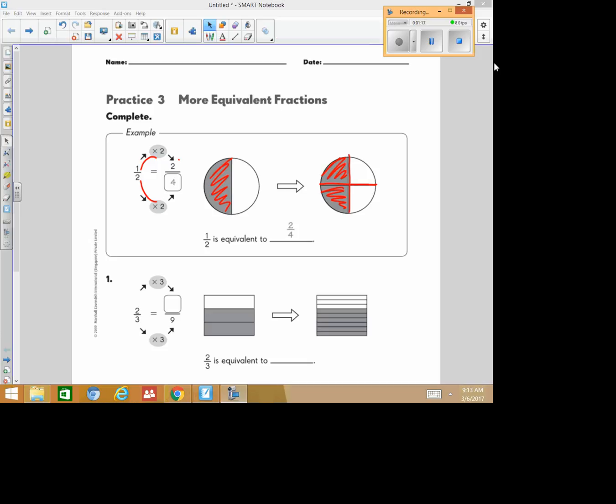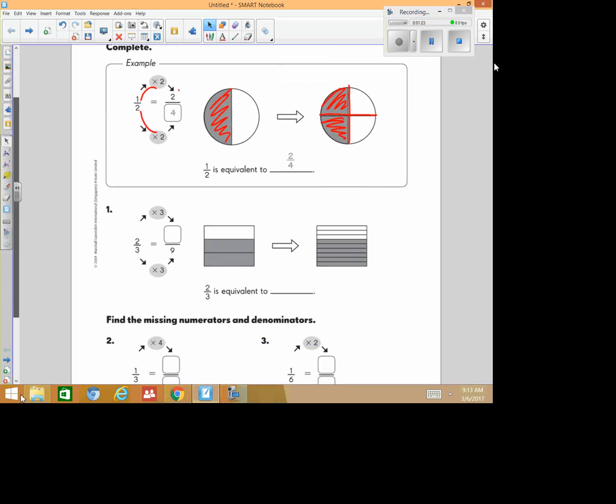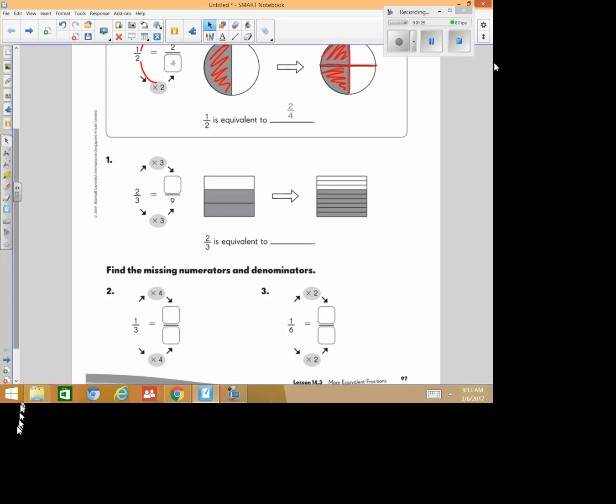Okay. So let's look at number 1. It wants us to take 3 and times it by 3. What is 3 times 3, guys? It equals 6. No, it does not. Raise your hand when you know what 3 times 3 is. Stop calling out answers. Alex, what is 3 times 3? 3 times 3 is 9.